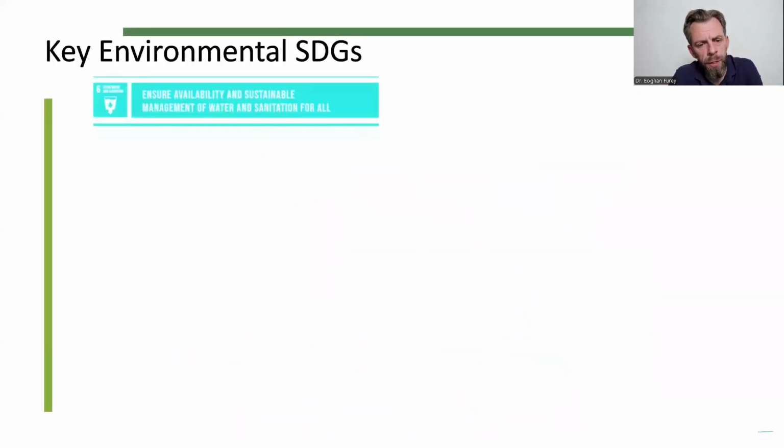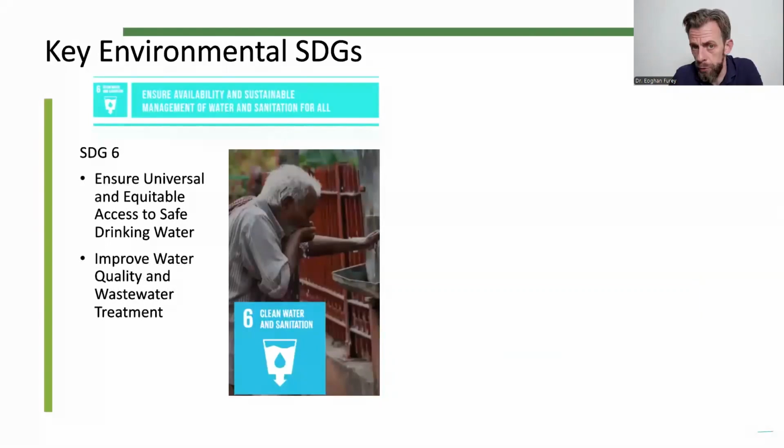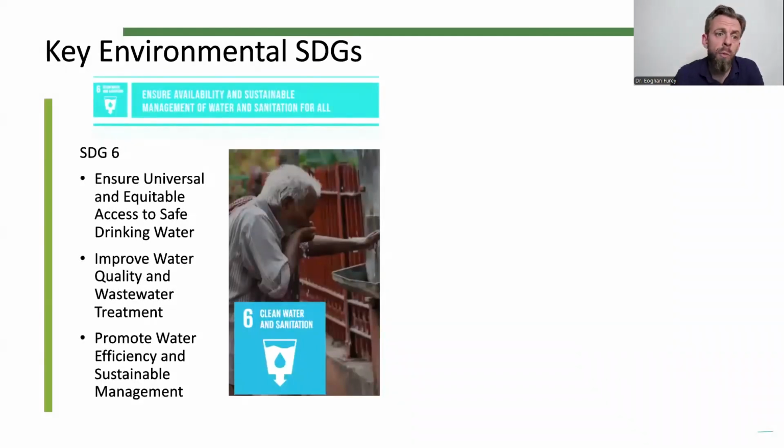So the first one of these we want to talk about is clean water and sanitation. What it aims for is to have universal and equitable access to safe drinking water for the whole world. Hopefully the wastewater treatment can be improved and promote efficient and sustainable management of water, the freshwater resources we have in the world.